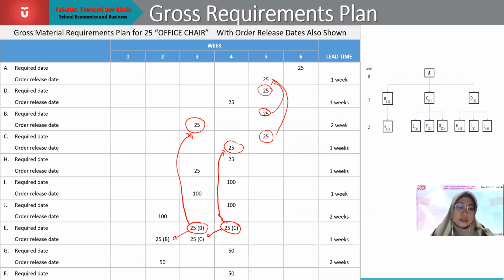Until this step, do you have any questions? Please, if you're still confused with a step in here or maybe the previous one, I will explain it again to you.